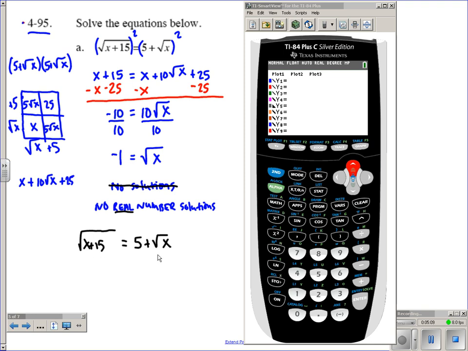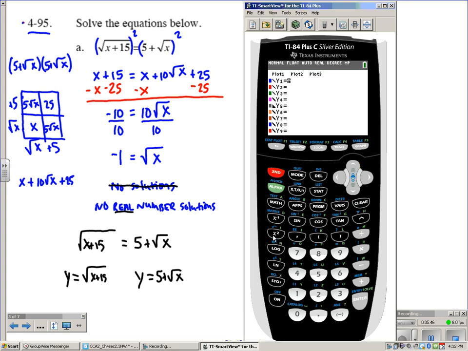At the start of this chapter, we talked about other ways that we could solve systems of equations using the graphing calculator. So what I'm going to do is set each of these up into its own function. I have y equal to the square root of x plus 15, and y equal to 5 plus the square root of x. If we graph each of these and then look for the x coordinate of the intersection point, that would be our solution. Now we're saying there's no real number solutions in this problem, which means that these should not intersect. Let's type them in and see.